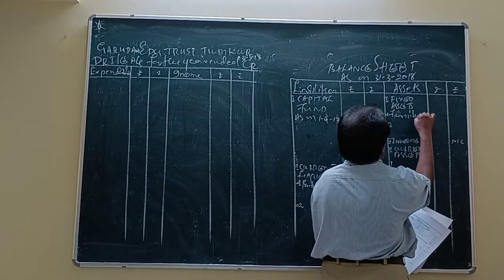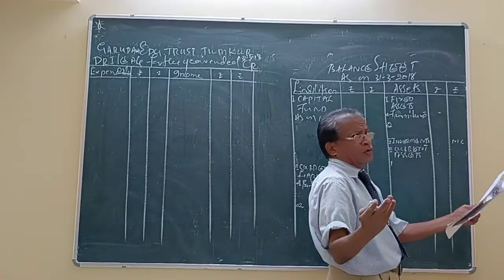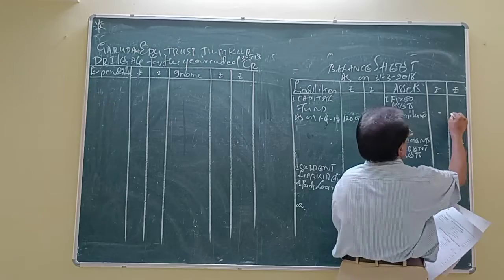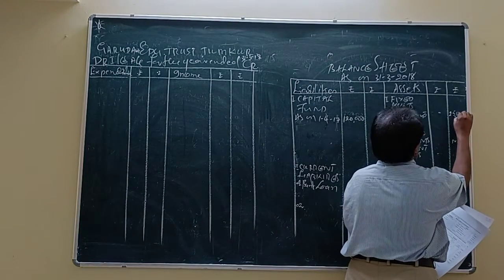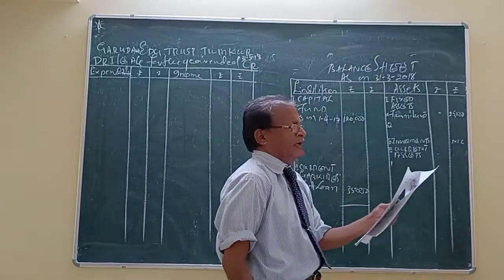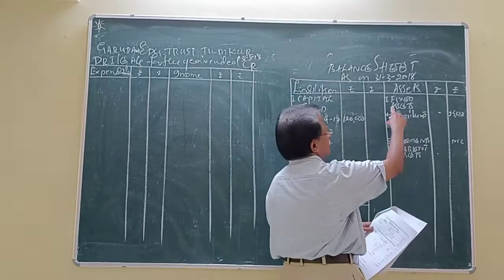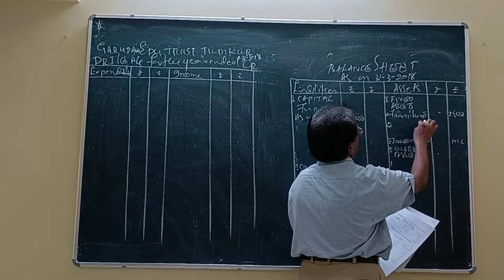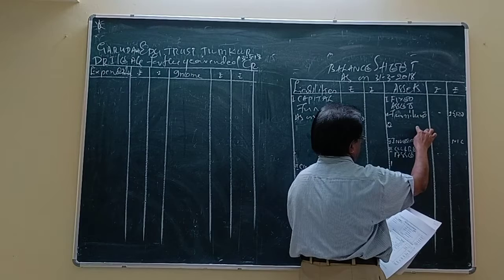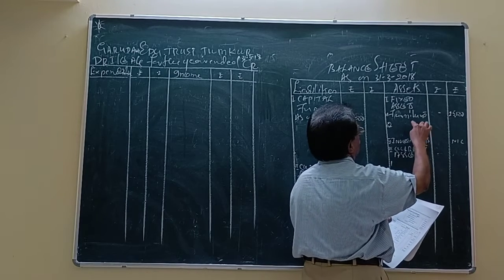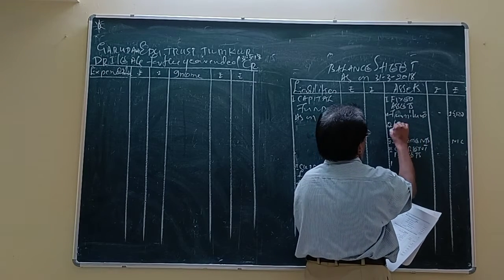Furniture. On the furniture, no adjustment, therefore it goes to outer column, 25,000. Building 70,000. It is also a fixed asset. It will be shown in the balance sheet under the heading fixed assets. And there is one adjustment, therefore we have to show the amount in the inner column.